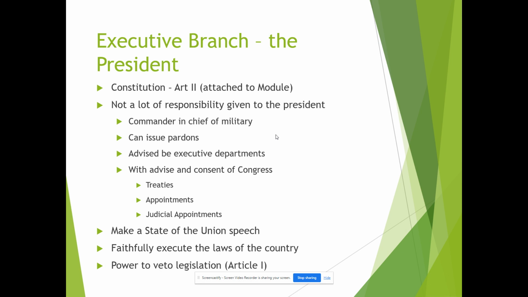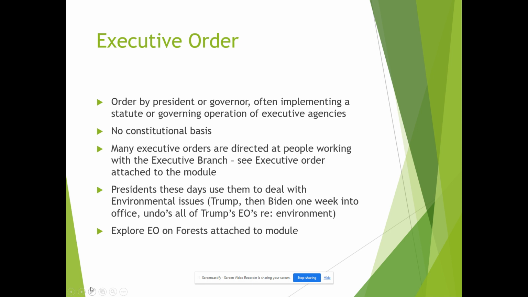They are supposed to make a State of the Union speech. They are supposed to faithfully execute the laws of the country, and they have the power to veto legislation, which actually doesn't come from Article 2. It comes from Article 1, where we are talking about Congress. So, what has really been the way the country has been governed over the past few presidents is through the executive order, and there is no executive order part of the U.S. Constitution, but it's kind of a practical thing.